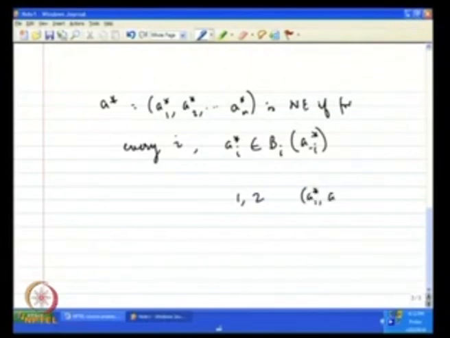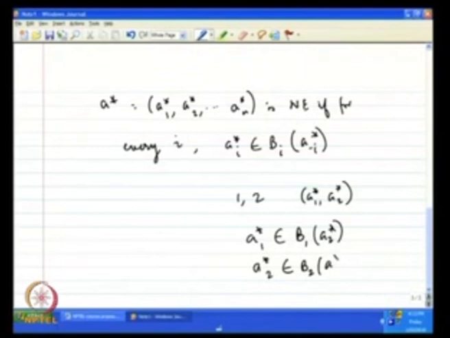So if I have two players, suppose 1 and 2, and I am considering whether A1 star, A2 star is a Nash equilibrium action profile, then it must happen that given A2 star taken by the other player, the best response for me should include A1 star. There might be other actions also, but it should include A1 star. And similarly, given the action taken by player 1, which is A1 star, the best response function of player 2 should include A2 star. Then we have a sort of mutual reinforcing of actions. Given what you are doing, I am doing my best and playing my action. And given the action taken by me, your action is the action with respect to which I took my best response.